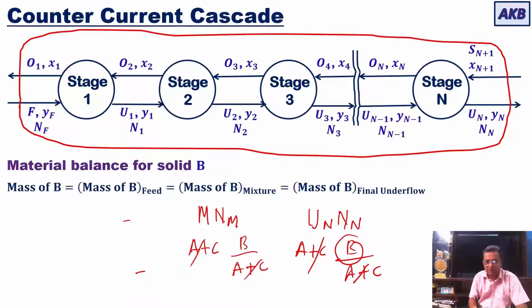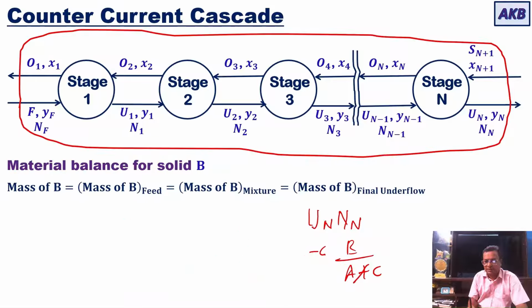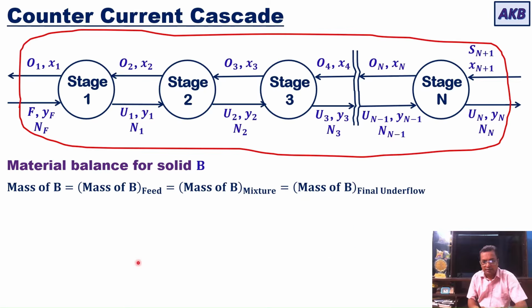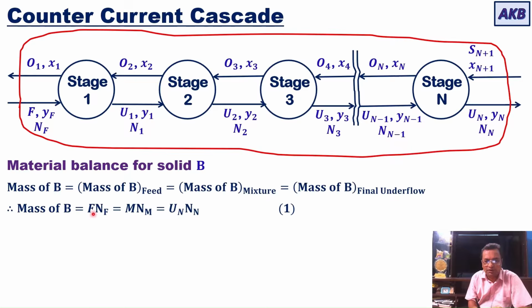Let me first erase this so that we can continue the discussion. Mathematically it will be written as mass of B is equal to F into NF, that is equal to M into NM, that is equal to UN into NN. Let us call this equation number 1.